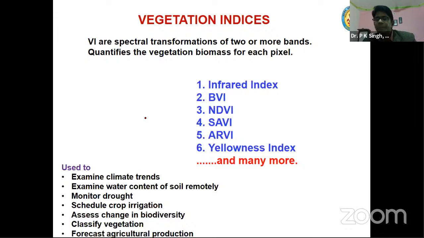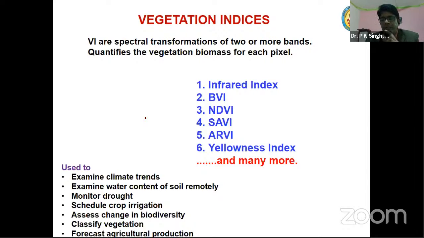These indices are simply band ratios. And why are band ratios made use of, why are they so useful? As I told you, every object has a characteristic trend in different spectral zones. The same object may be reflecting more light, that is electromagnetic radiation, in one band and absorbing more in another.